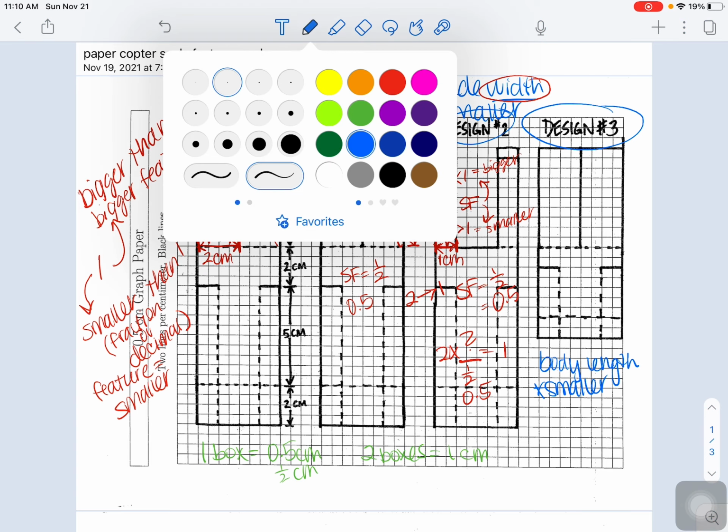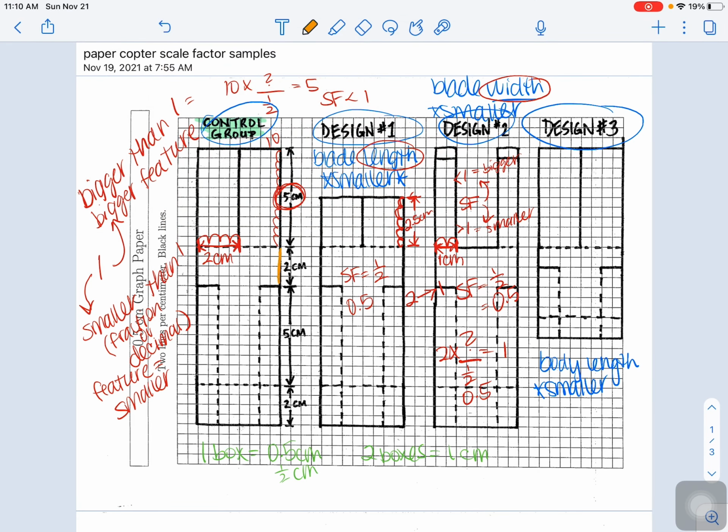Okay, now, here's a really important thing to consider. If you are going to change body length on your example, I want you to notice that they did not just change this part, they did not just change this part, and they did not just change this part. Notice the entire body length was decreased, okay? And they should all be decreased by the same scale factor. And we can test this to see if we are correct.